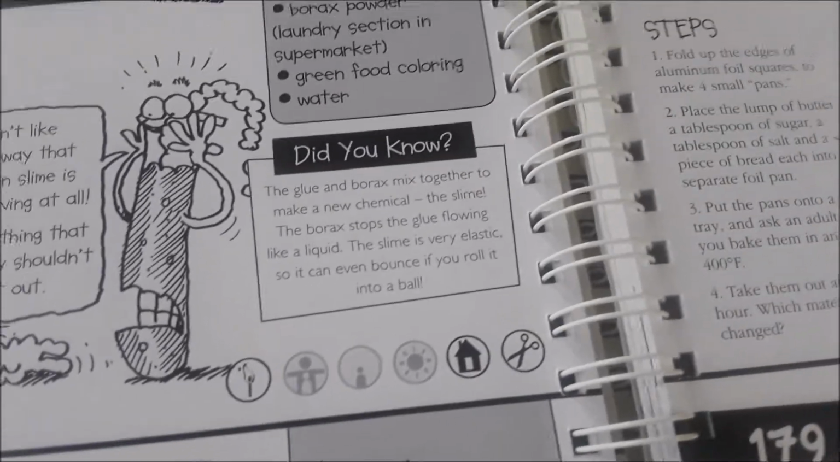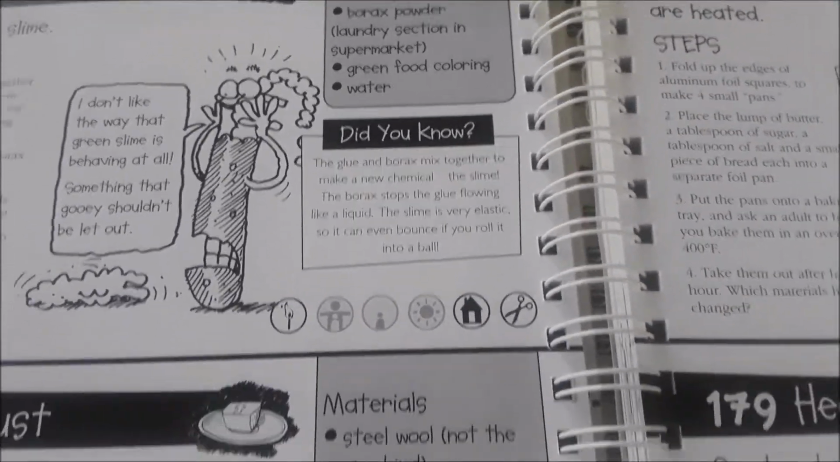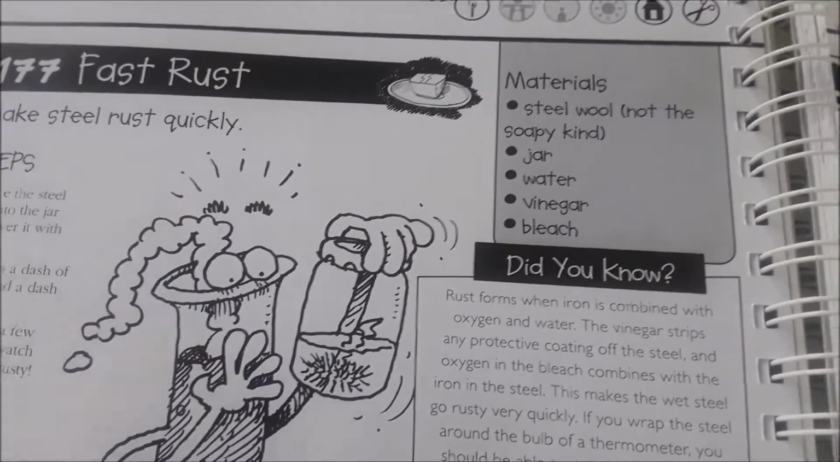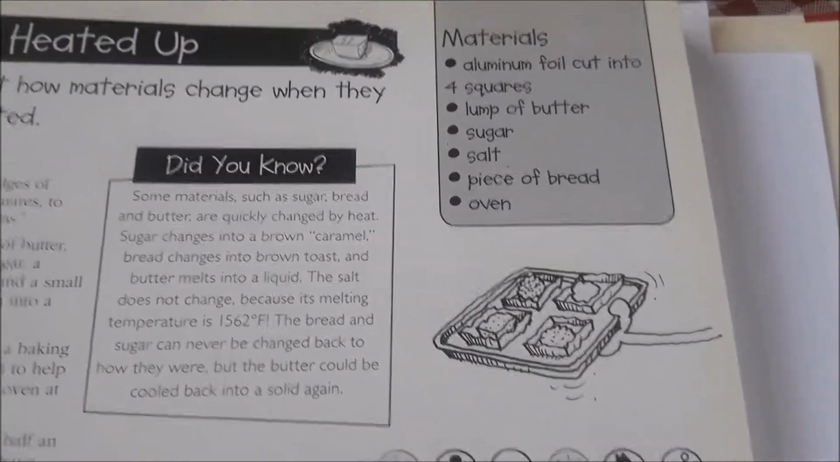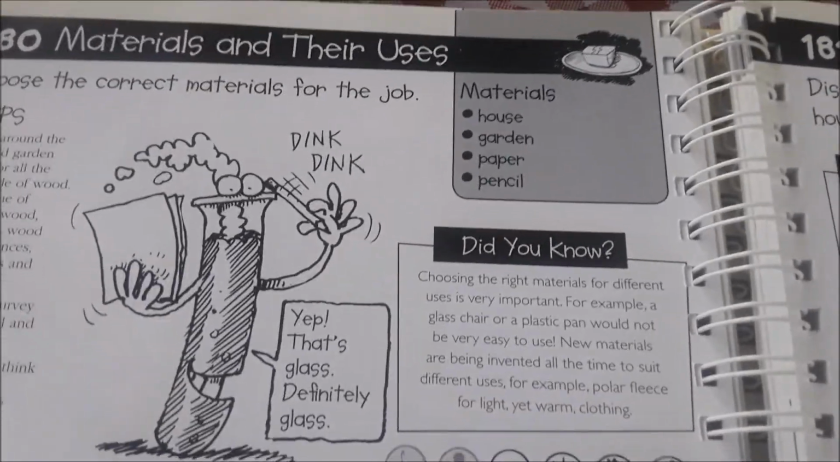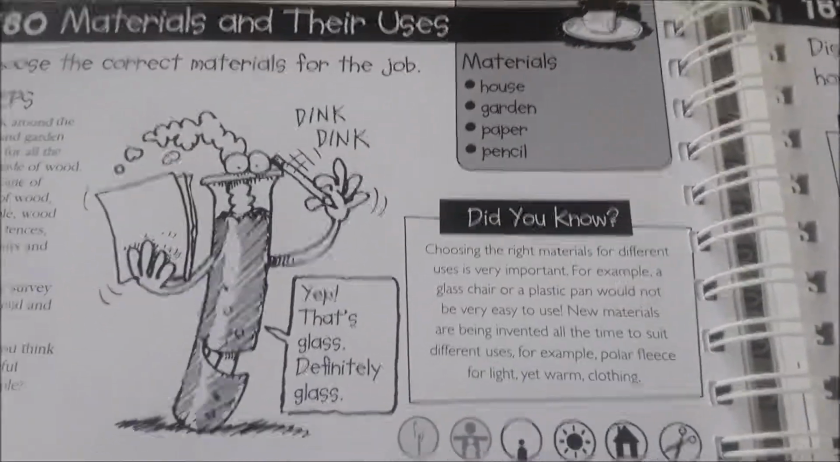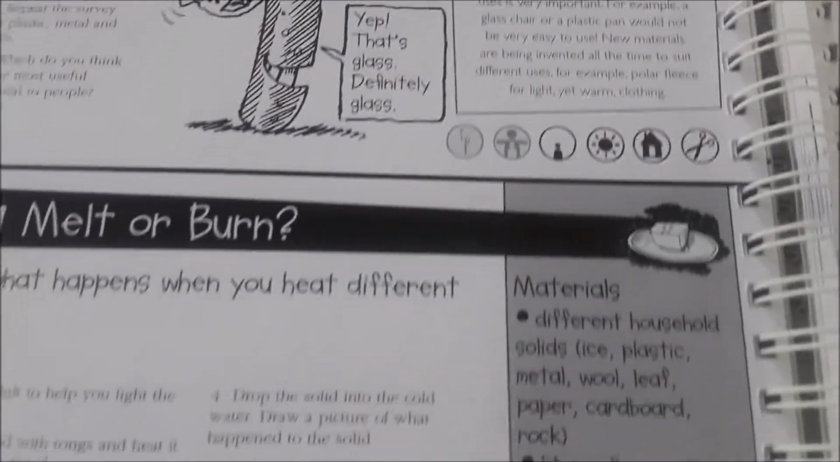So as you can see, this is the 501 Science Experiments, and this is the chemistry section. I just wanted to give you a look at some of the experiments that we will do. My goal is to start with one experiment a month and see how we go.